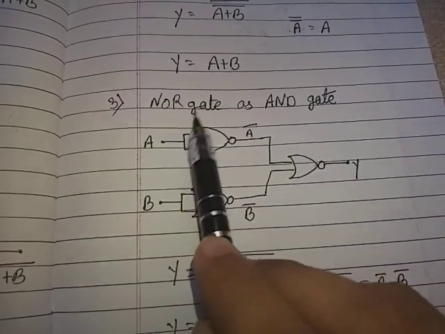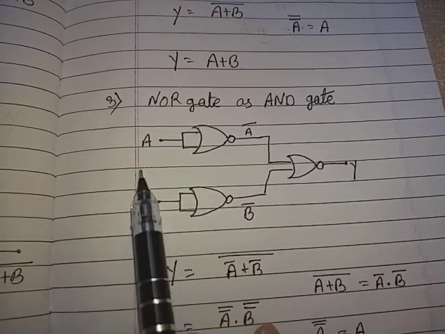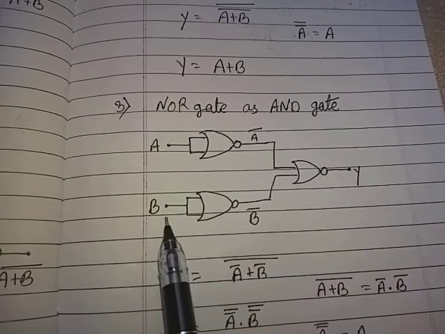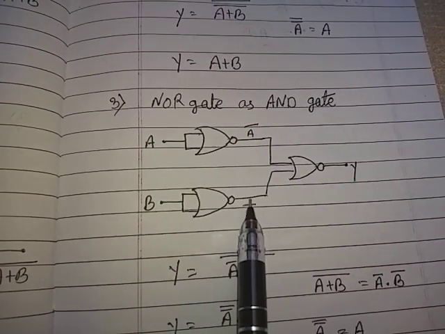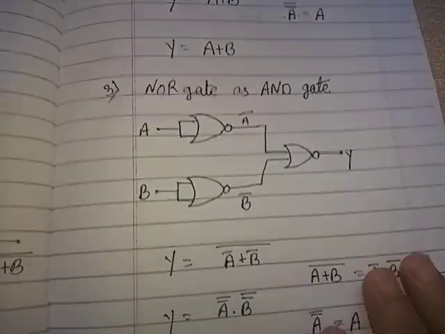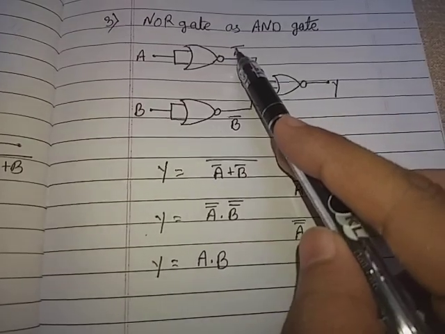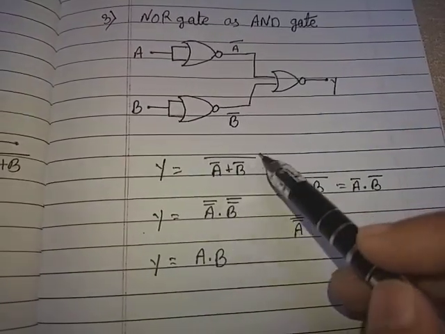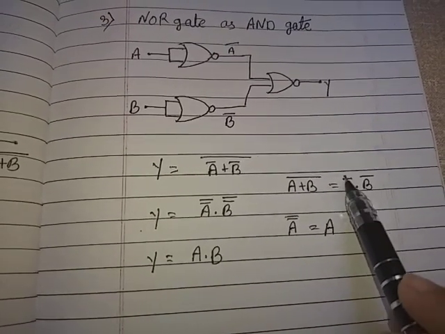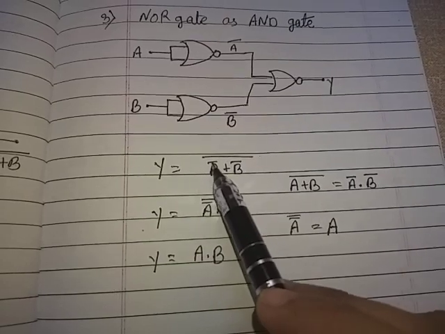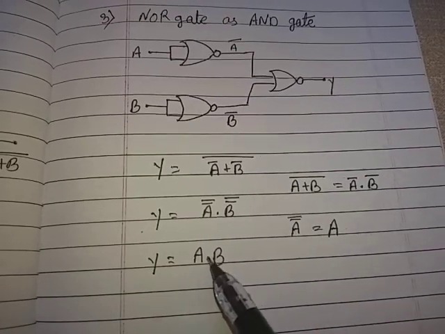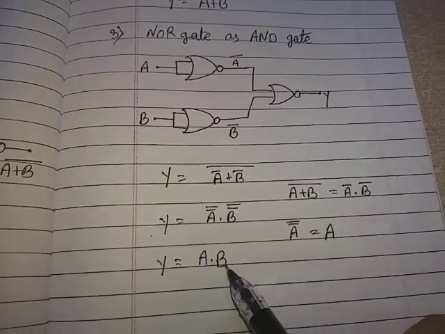Now let's move to the next implementation, NOR gate as AND gate. To get AND from NOR, first we pass A through a NOT gate, it gives A bar. B through a NOT gate gives B bar, and this A bar and B bar pass through a NOR gate and give Y. Now at Y we get (A bar plus B bar) whole bar. From De Morgan, (A plus B) whole bar is equal to A bar dot B bar. So we get A double bar dot B double bar. As we know that A double bar is equal to A, we get A dot B.